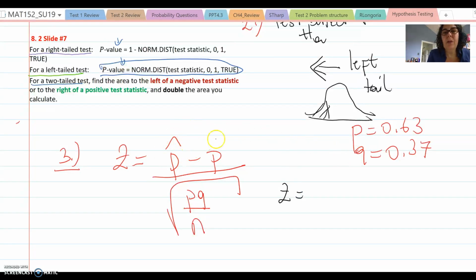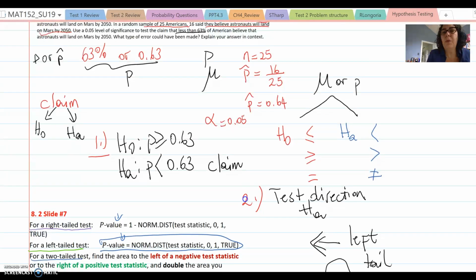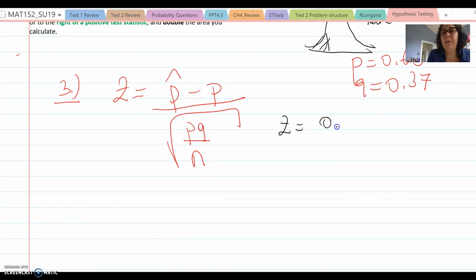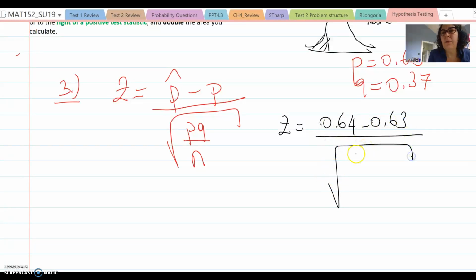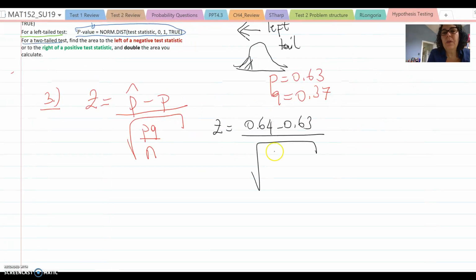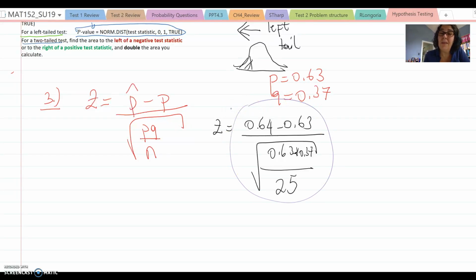So the testing value, p hat, we have here 0.64. So 0.64 minus 0.63 divided by square root of 0.63 times 0.37 all over 25. Now, my suggestion here, this formula is gigantic. Some of you are having difficulties entering it in Excel and obtaining the correct number. So my suggestion, enter the numerator and enter the denominator and divide, make a division.